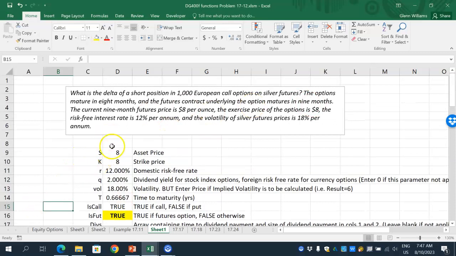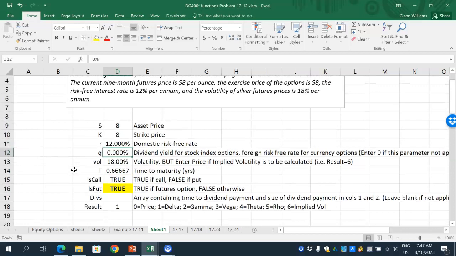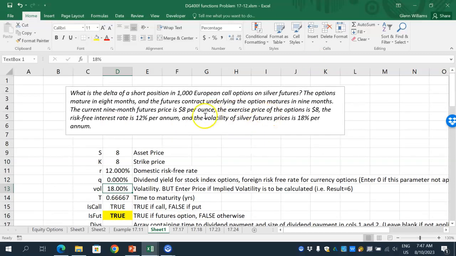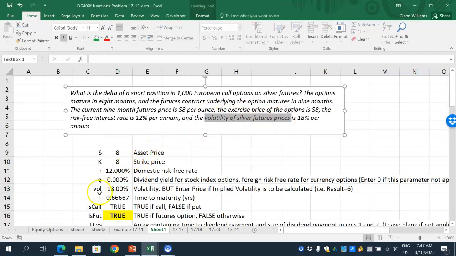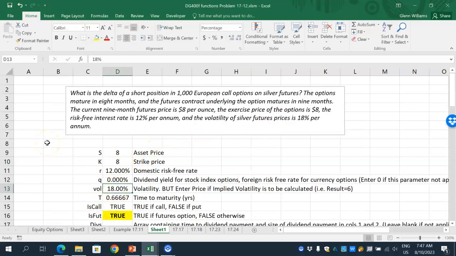All right, and I put the inputs in here. The current futures price is 8, the exercise price is 8, and we've got 12% risk-free. I've got a dividend yield in there, but I don't need it. It doesn't change anything. I'll just go ahead and put that 0 so it doesn't throw you off. It's not used in this calculation since it's futures. The volatility is given at 18%. Now notice that's the volatility of the silver futures prices, 18%.